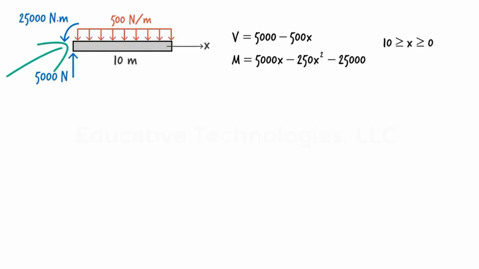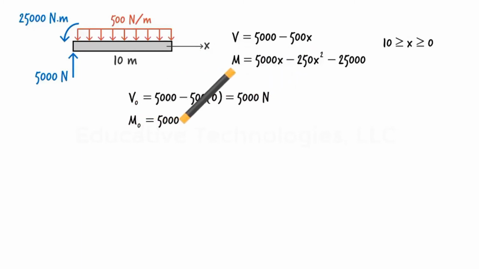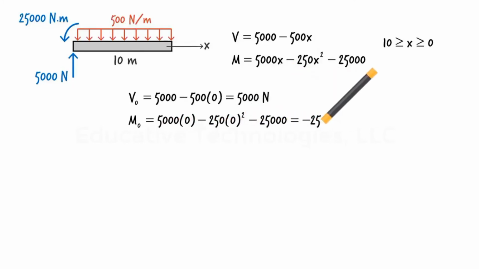For example, what is shear and moment at the left end of the beam where x equals 0? V of 0 equals 5,000 minus 0, or 5,000 newtons. M of 0 equals 0 minus 0 minus 25,000, or negative 25,000 newton meters. Notice that these are the support reactions. The equations correctly give us the support reactions for shear and moment when x equals 0.